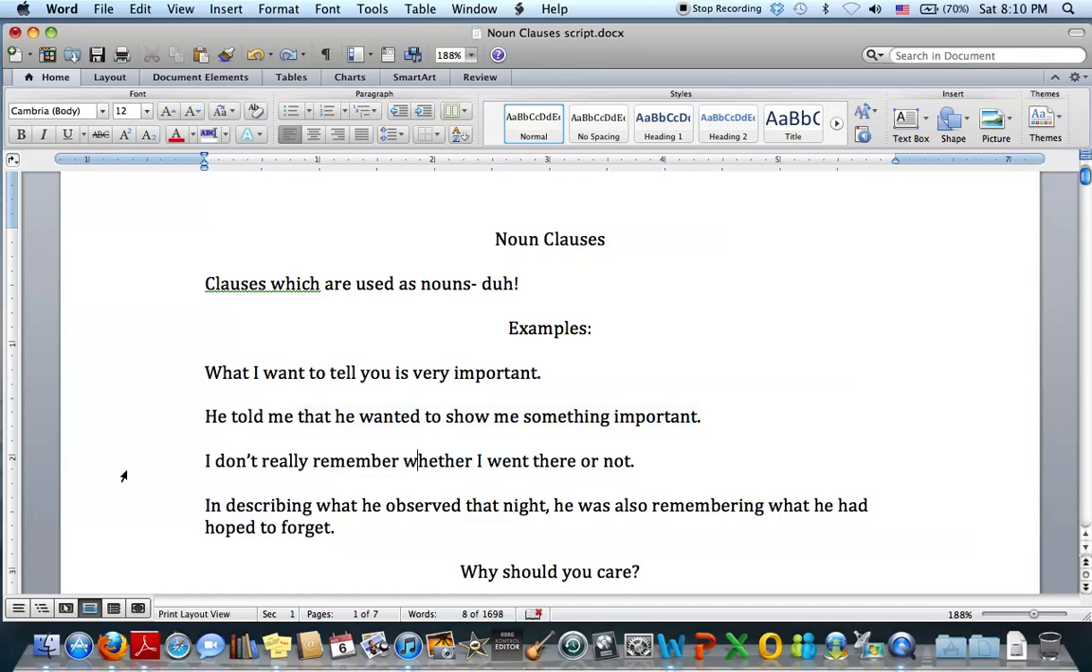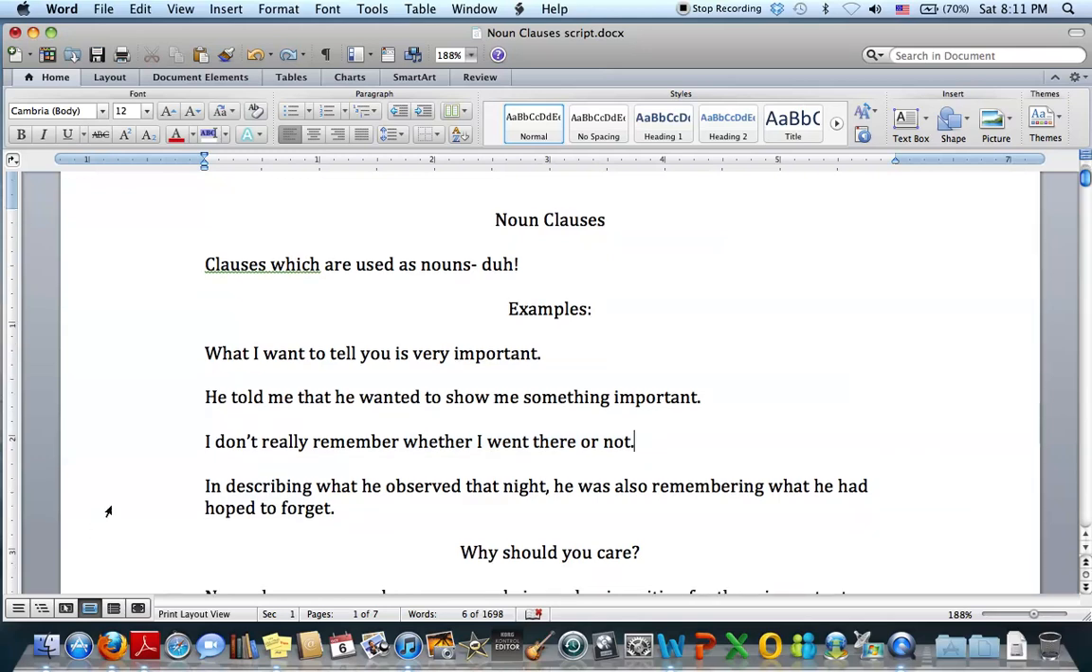Then we end up with this case right here. I don't really remember whether I went there or not. This is another common type of noun clause. Whether I went there or not. It's functioning as the object in the sentence. Again, I could replace it with it. I don't really remember it. Instead, what we have is a full clause right there. So there you go. One last example here.